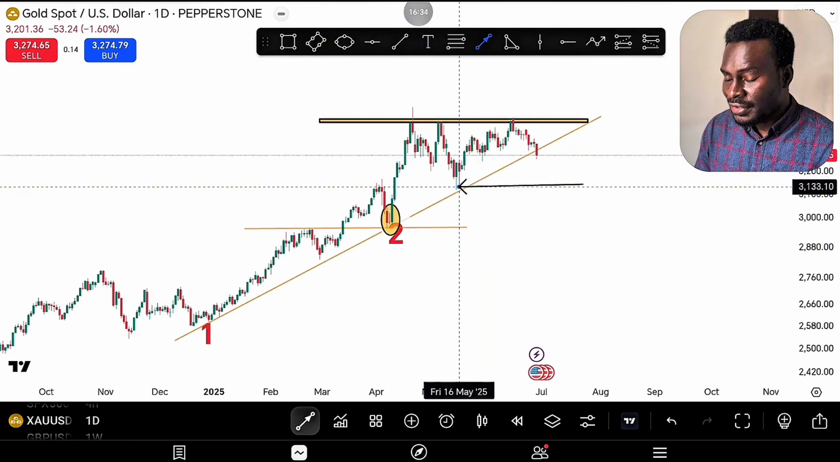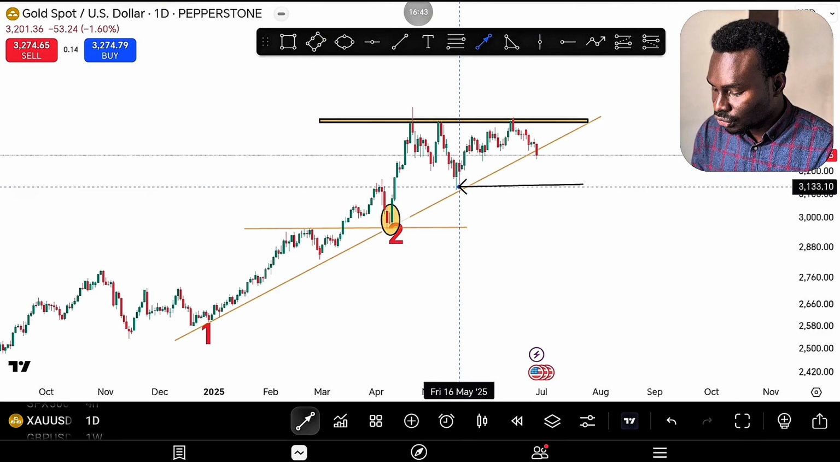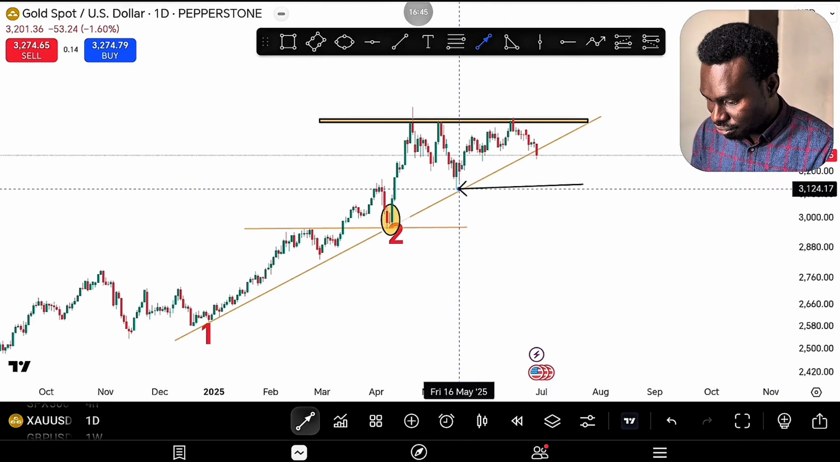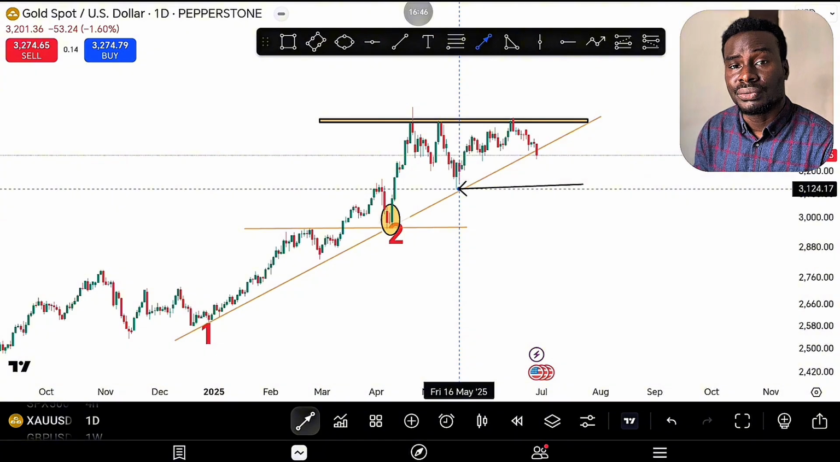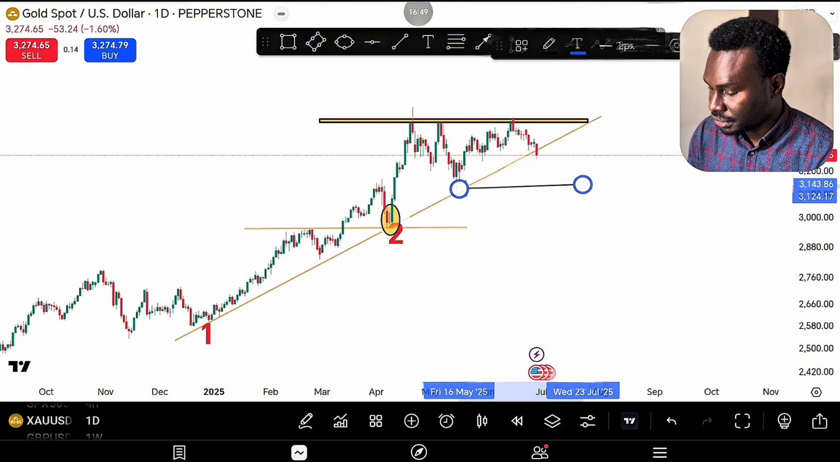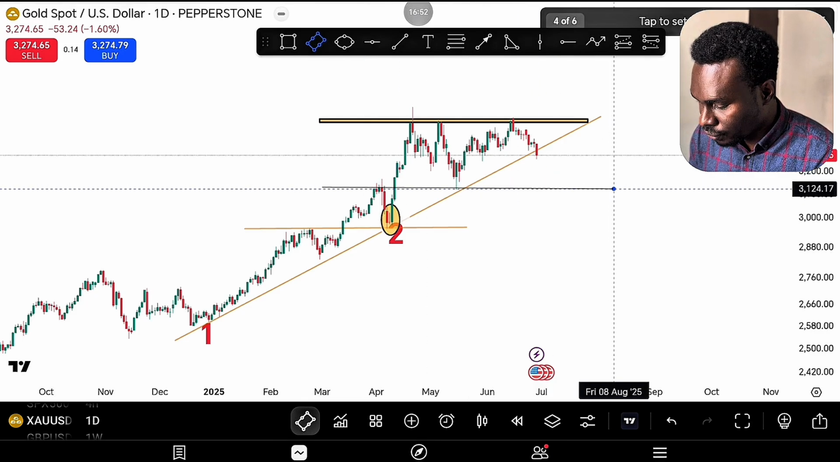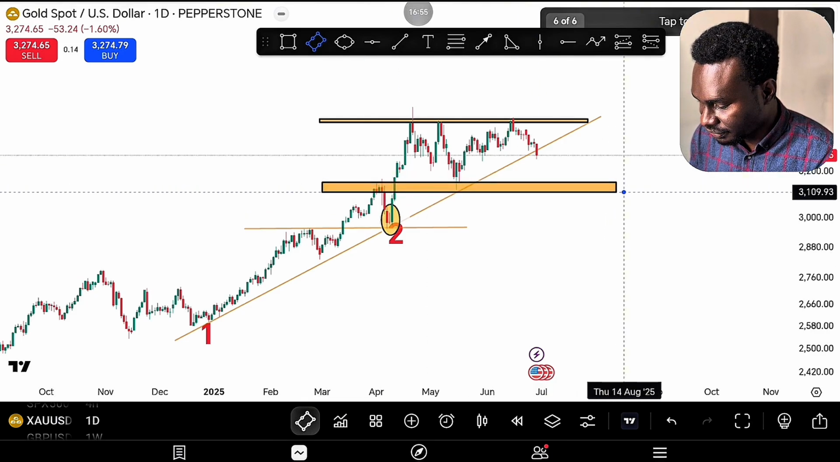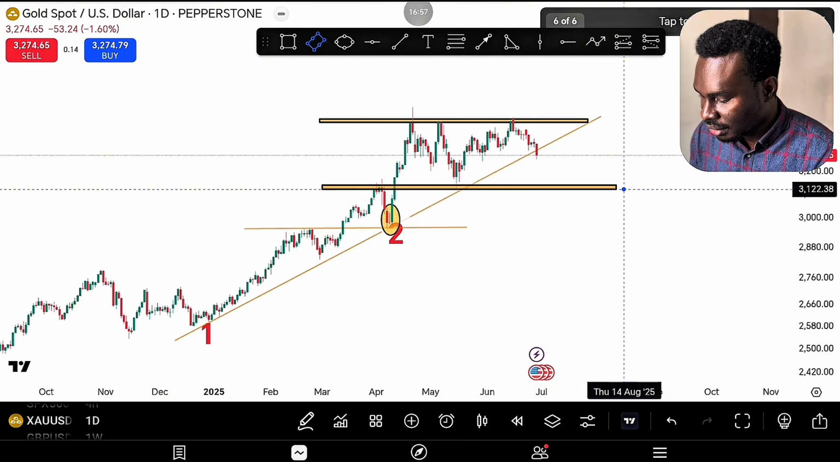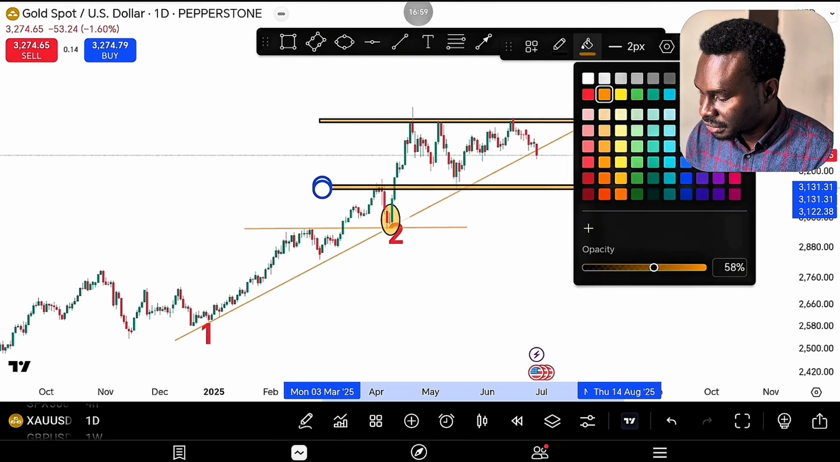If you are looking at flipping your bias on gold, I'm just giving you a little sneak peek about gold. If you want to flip your bias from bullish to bearish on gold, all you need to do is wait for this structure here to be broken. So I'm just going to mark it out. Just wait for gold to take this level out.